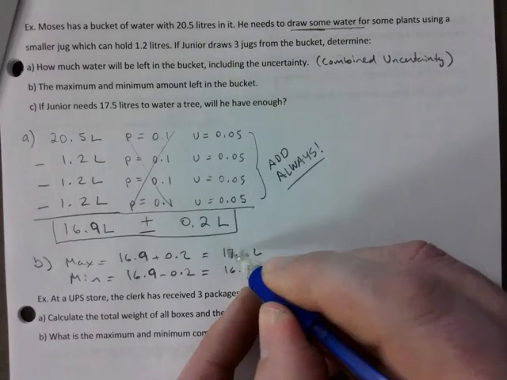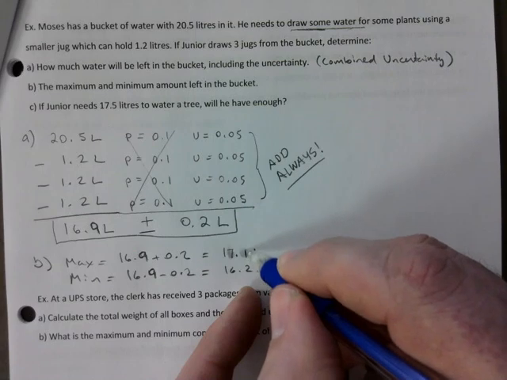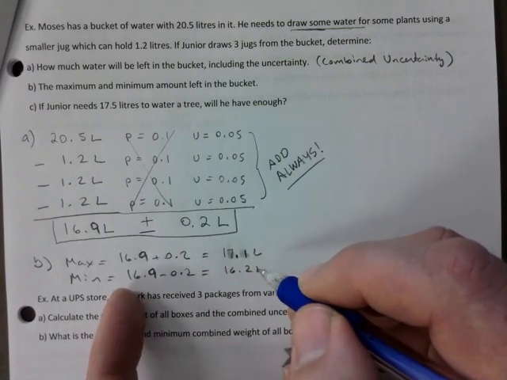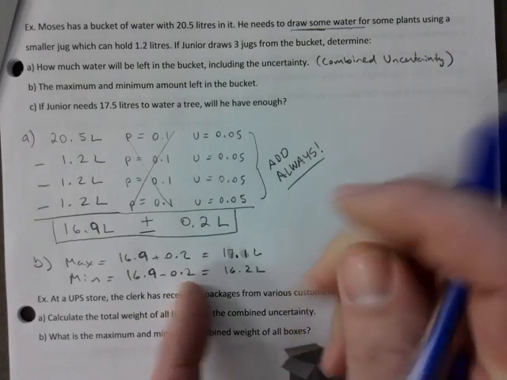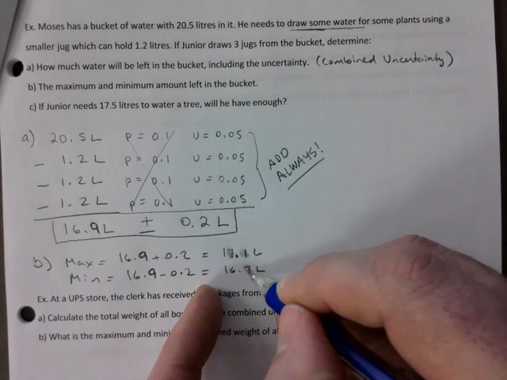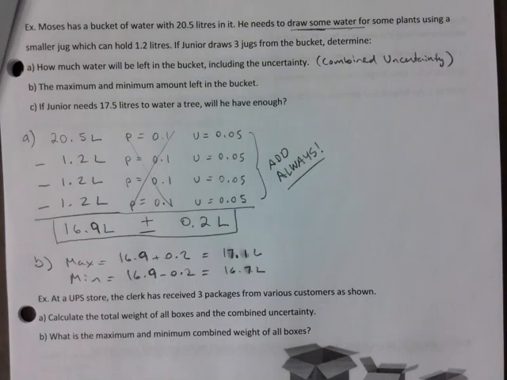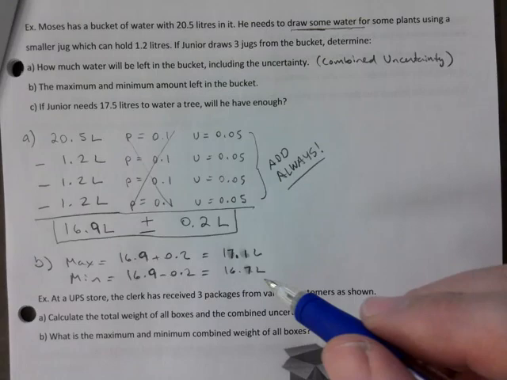Was it on the calculator 16.9? I just wrote it down 16.4. Something went wrong. 16.9 minus 0.2, that's 16.7. This one is okay to fix here. You can definitely tell something happened, right? If you look at this. Anyways, we fix it. So my bad.